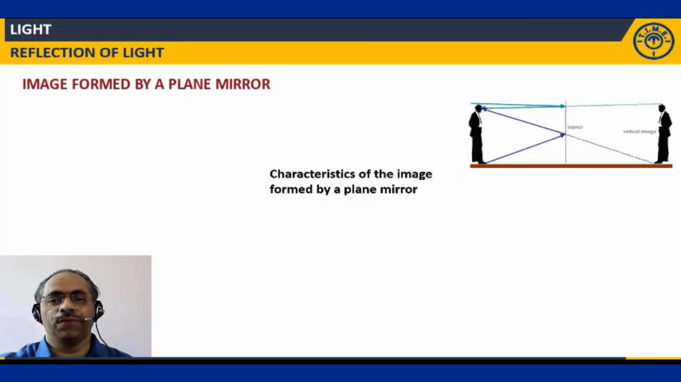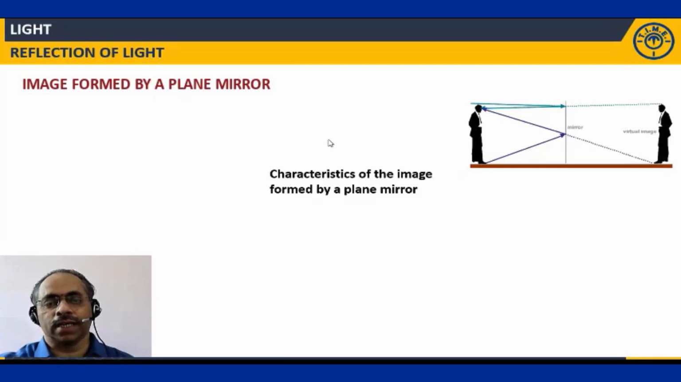If you retrace these two back, just as we did in the previous case for a point object, and consider different points on the person, each and every point as a point object, and try to trace the images of those point objects, we will get the point images of all those point objects, and finally we will be able to reconstruct the total image of the person as viewed in this plane mirror.